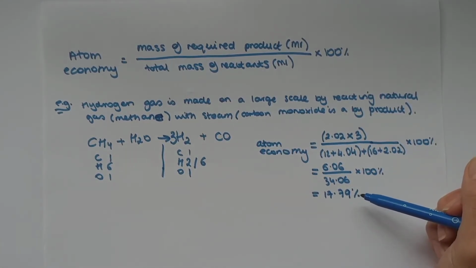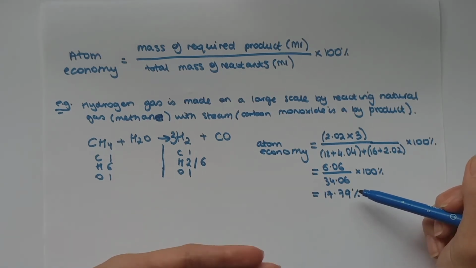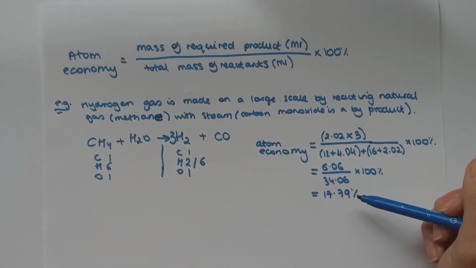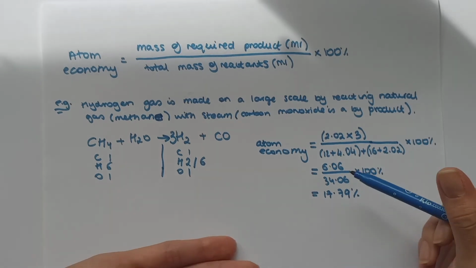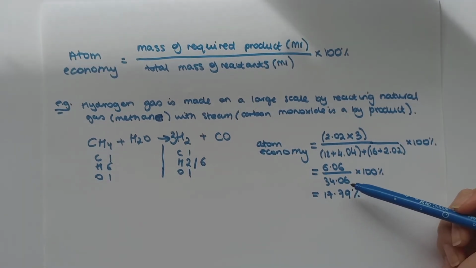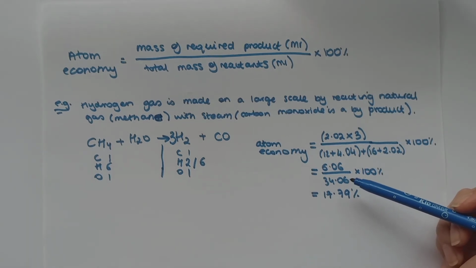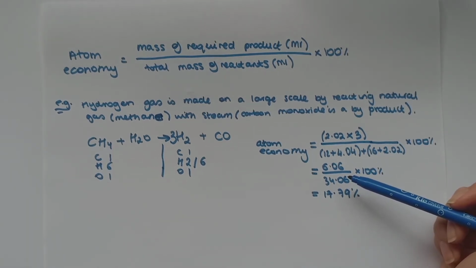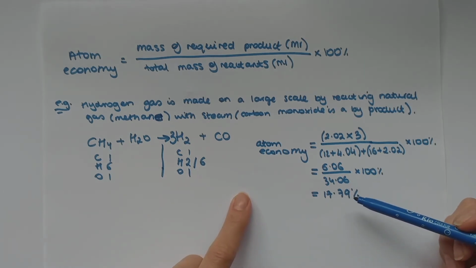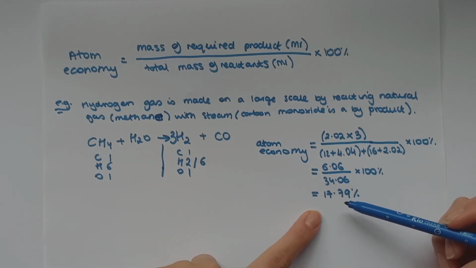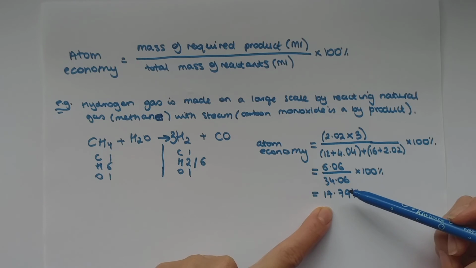As you can see, this is a very, very low percent. And in your exam, you might be asked, what does it mean when the percentage is low? Or what does it mean when the percentage is high? If the percentage is low, that means it has a low atom economy. So it's not very affordable, it's not very good to create hydrogen this way because we're not getting as much hydrogen as we would hope to get.